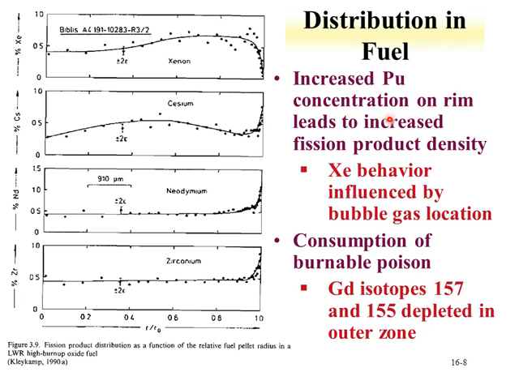And that leads to some increase in fission product densities, and we see this here for cesium. We get a distribution, higher amount on the rim. We also see this for neodymium, higher amount on the rim, and zirconium, higher amount on the rim.